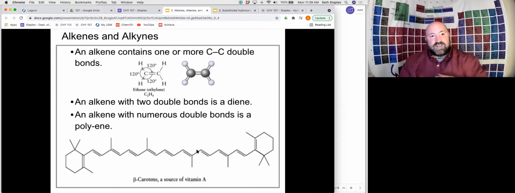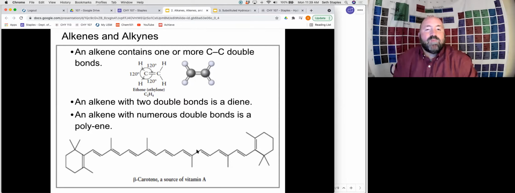From alkanes, we now move on to alkenes. So an alkene will contain one or more carbon-carbon double bonds. An alkene that has 2 double bonds is called a diene. An alkene with more than 2 double bonds is called a polyene.